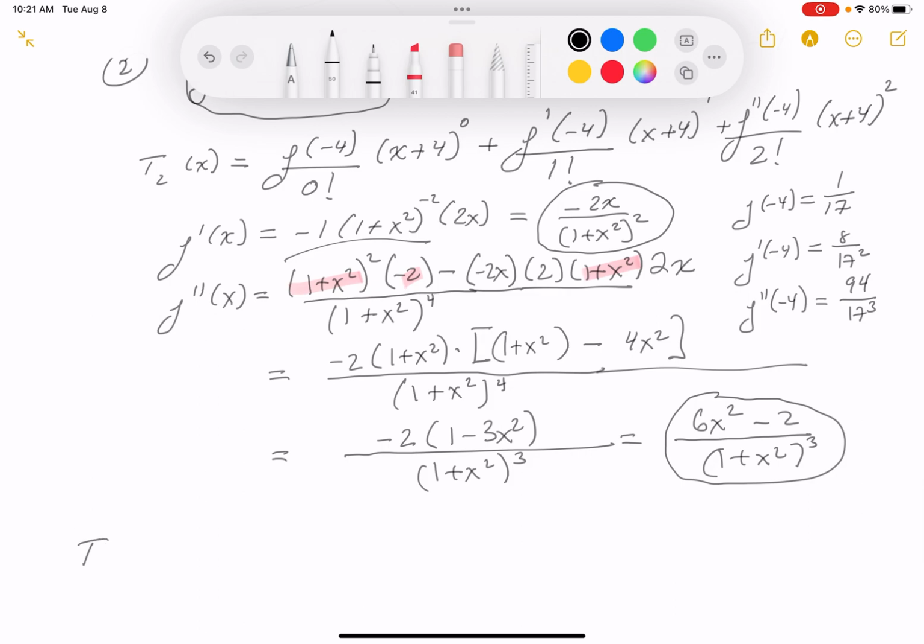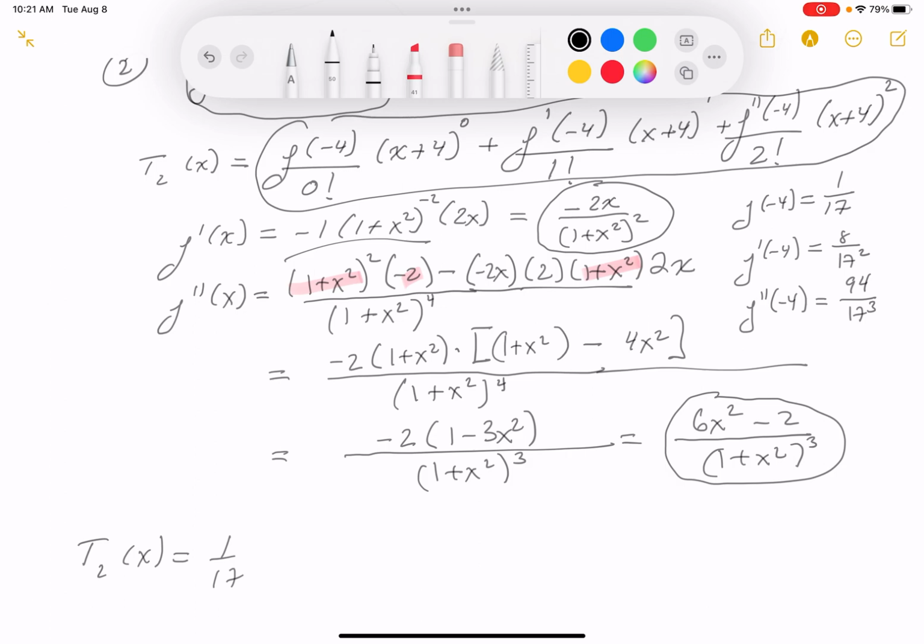So T2 of x is going to be equal to 1/17. By the way, I'm looking at this to write this down. That's all I'm looking at. All right? 0 factorial is 1, and x plus 4 to the 0 is going to be 1. f prime of minus 4, and that's going to be 8 over 17 squared. All right? And then what do you get? You get x plus 4 to the first power. Then what do you get? You get plus 94 over 17 cubed.